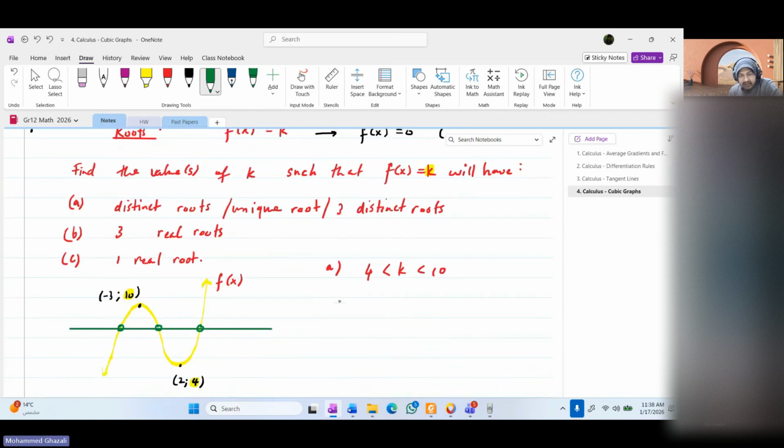Okay, great. Now, B, when will you get three real roots? Easy, three real roots is from 10 to 4. So from 4 to 10. It's just including the endpoints now. That's the difference. This is for distinct, and this is for real. And part C, one real root. When will you get one real root? When it is above 10 and below 4. When the value of k is less than 4, or when the value of k is greater than 10.